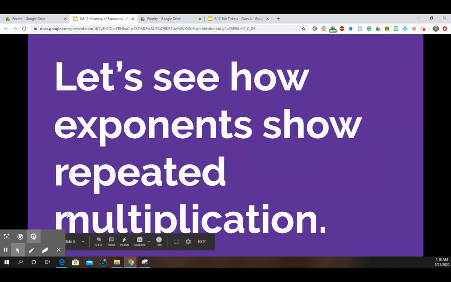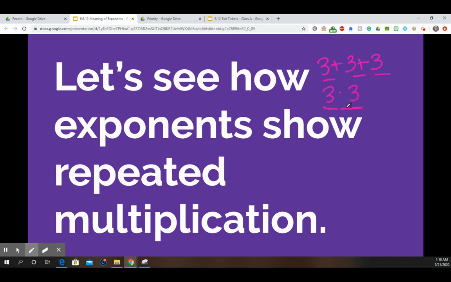Okay. All right. So today we're going to see how exponents show repeated multiplication. And what I mean by that is we saw before that repeated addition is the same thing as multiplication, right? So if I have 3 plus 3 plus 3, another way I can write that is 3 times 3 because there's 3 groups of 3. Now with exponents, I'm showing the number of 3's that are being multiplied by each other. So another way I could write this would be 3 squared, or 3 to the power of 2, or 3 to the second. A couple different ways we could say that.